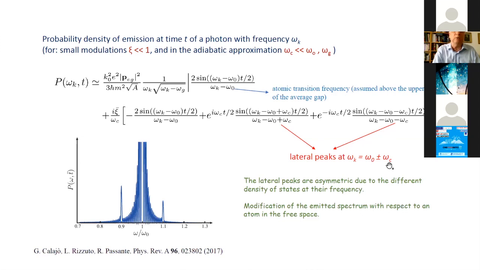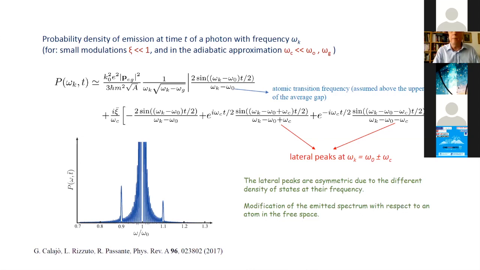This picture shows the spectrum that is obtained with some particular choices of the parameters of the system, and you can see two asymmetric peaks in the emitted spectrum. So also some off-resonance photons can be emitted. In this case, the modulated environment gives some change in the spectrum of the system.